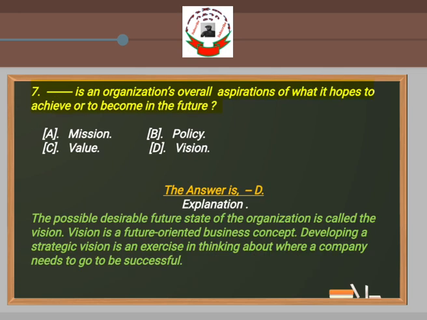7. Is an organization's overall aspirations of what it hopes to achieve or to become in the future? A. Mission. B. Policy. C. Value. D. Vision. The answer is D. Explanation: The possible desirable future state of the organization is called the vision. Vision is a future-oriented business concept. Developing a strategic vision is an exercise in thinking about where a company needs to go to be successful.